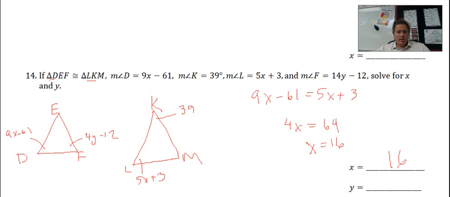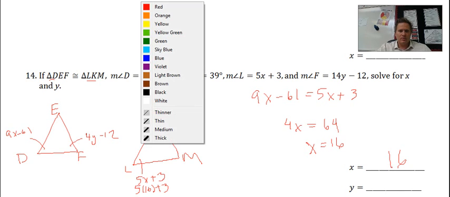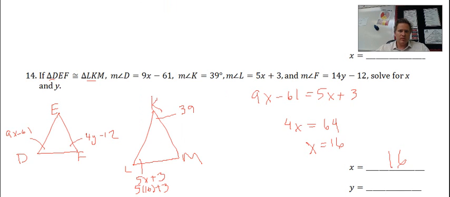We also need to figure out what y is, so let's plug in the 16. I get 5 times 16 plus 3, which means this angle right here, I'll do it in a different color, blue, is 83. If I'm solving for angle M, 83 plus 39 is 122. A triangle has to add up to 180, which means this has to be 58 degrees.